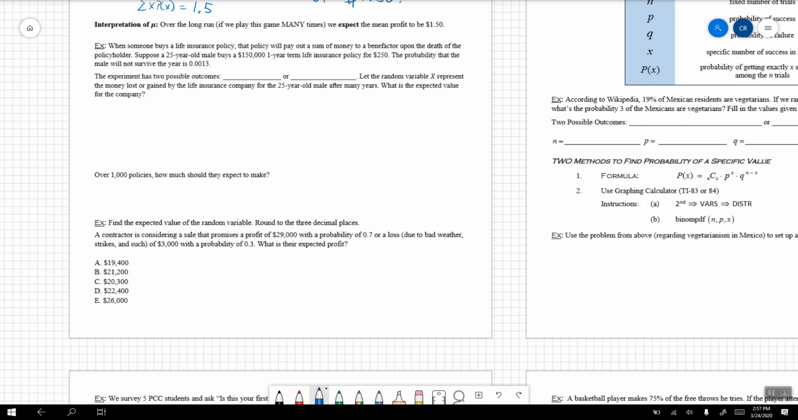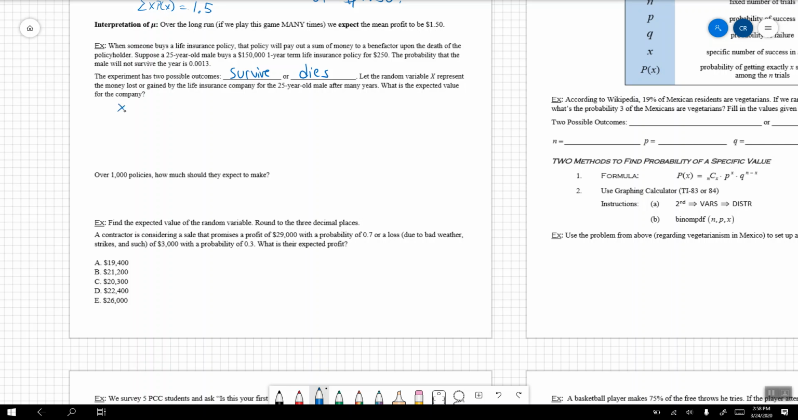So the experiment has two possible outcomes. That means that they either survive or they die. Wow, I know it's kind of morbid. Here we go. Let the random variable x represent the money lost or gained by the life insurance company for the 25-year-old male after many years. What is the expected value for the company?